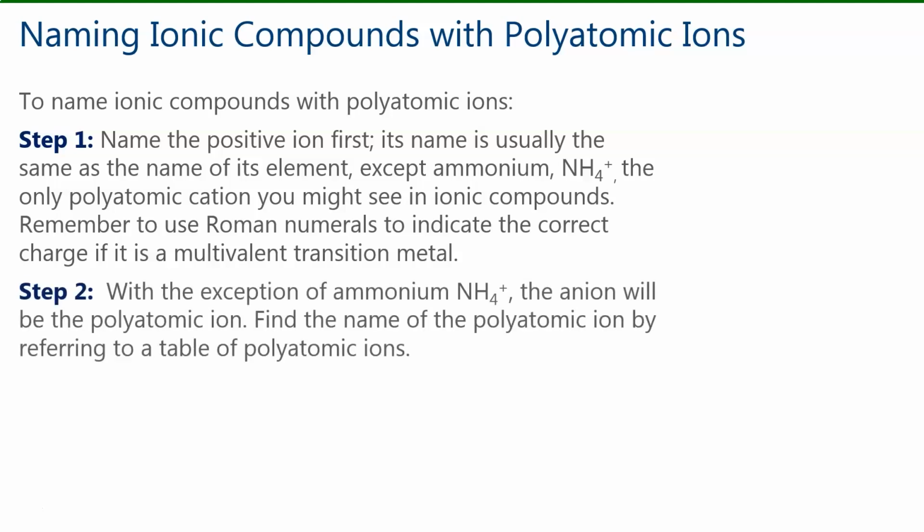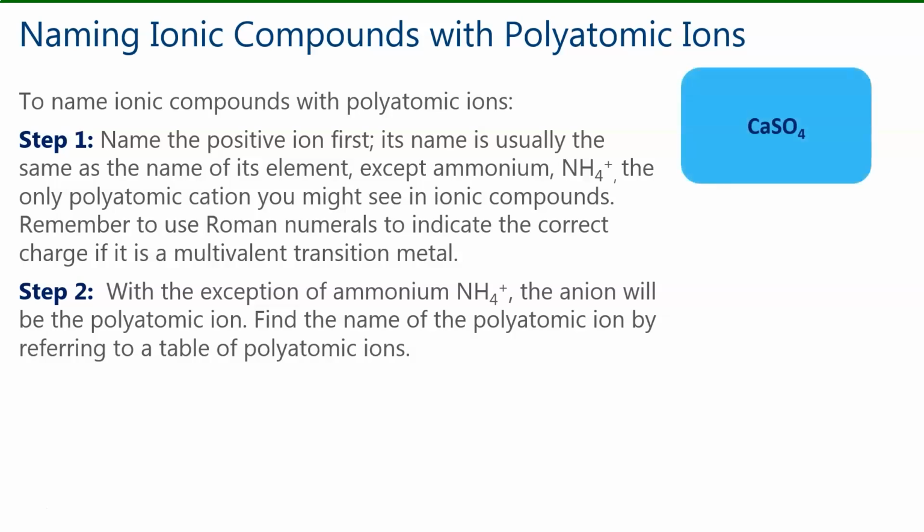With the exception of ammonium, the anion will be the polyatomic ion. Find the name of the polyatomic ion by referring to a table of polyatomic ions. This will always be provided. Let's look at an example.